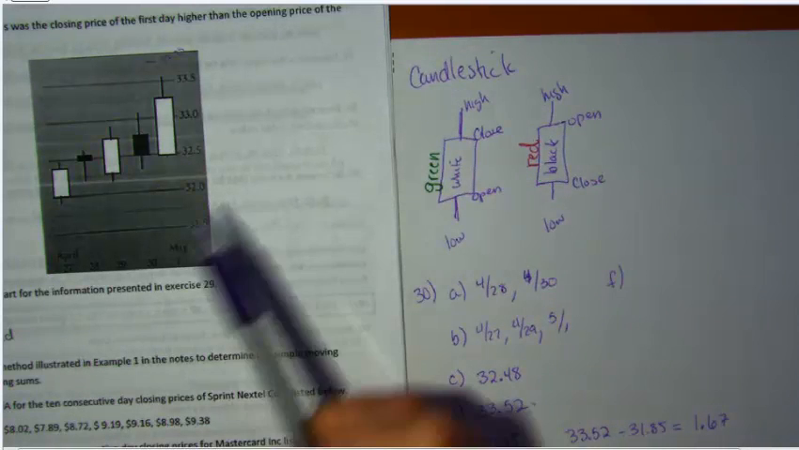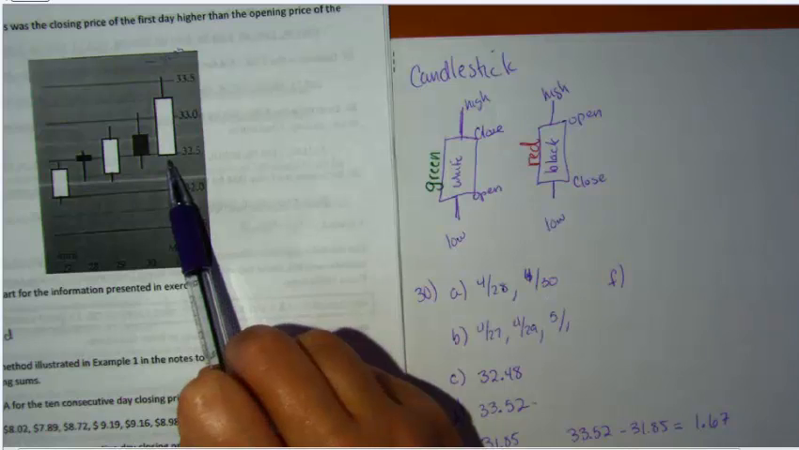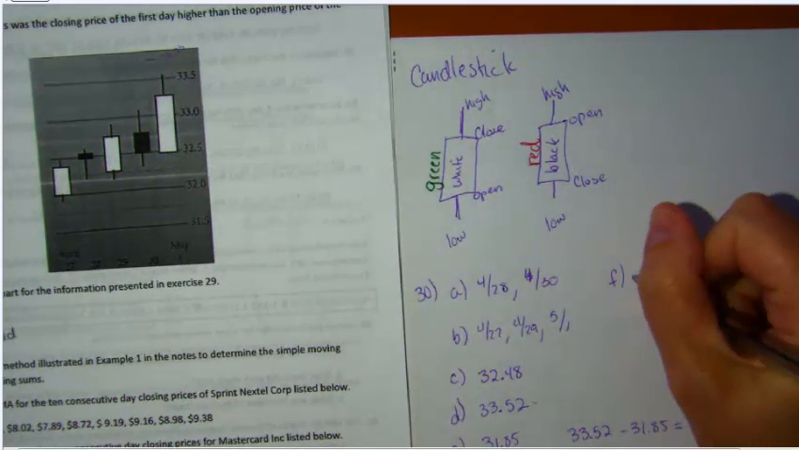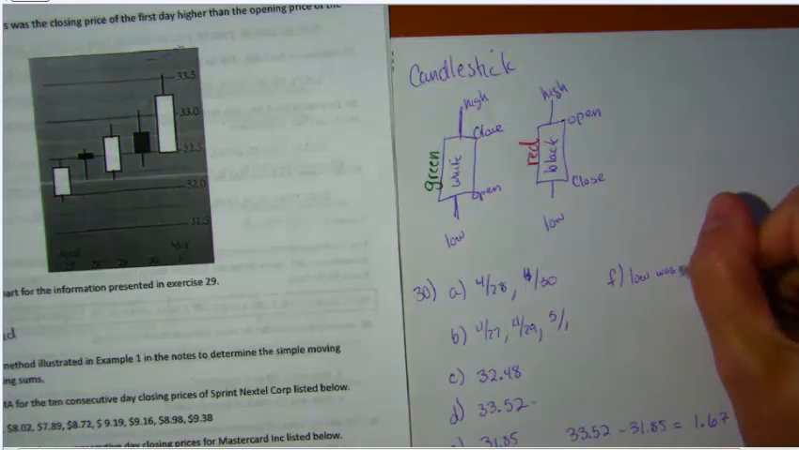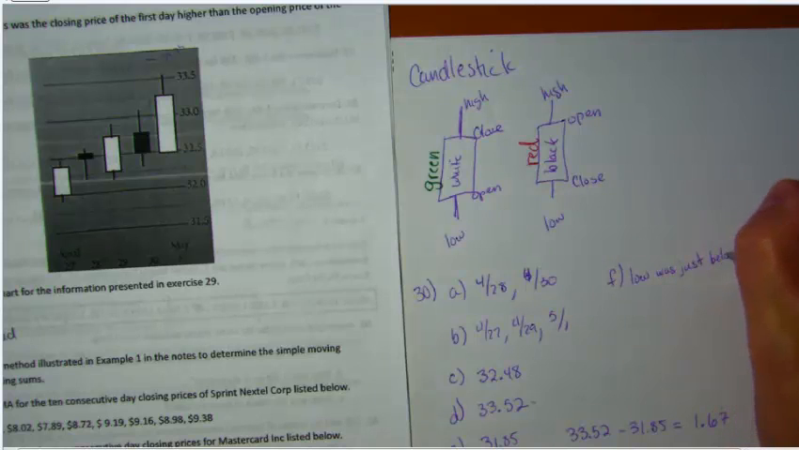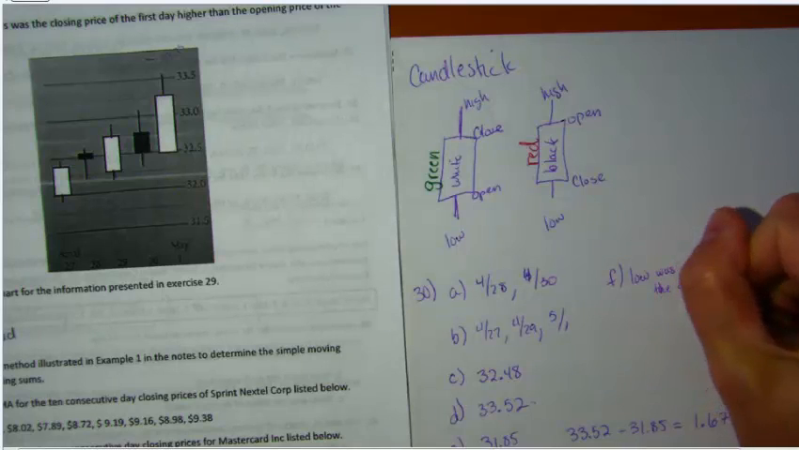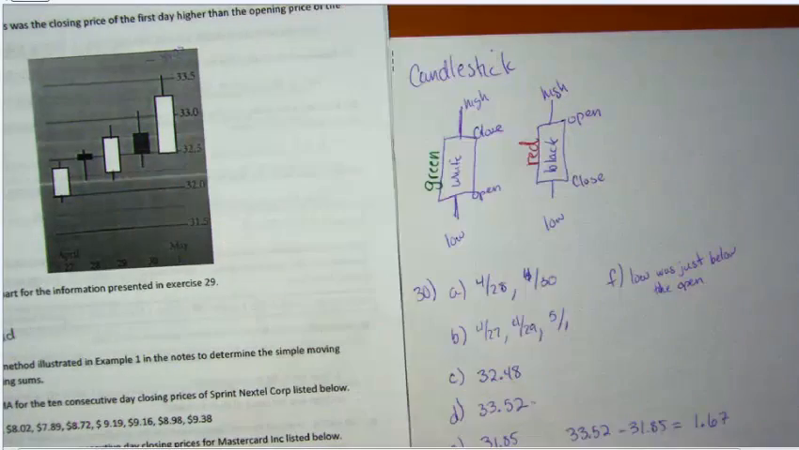F asks you what the very short line at the bottom of the May 1st candlestick indicated, and that was the low was just below the open, because it's very close, it's very tiny.